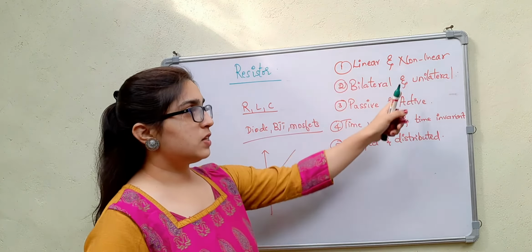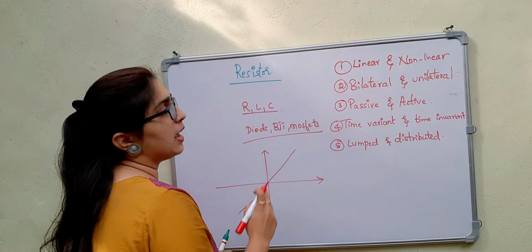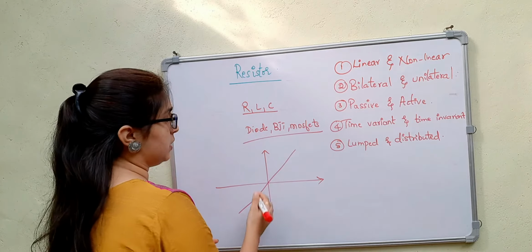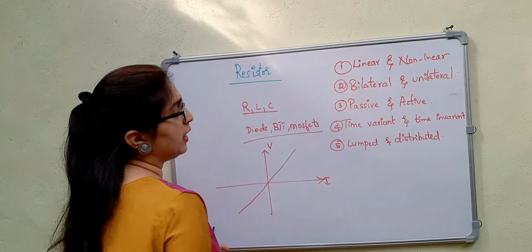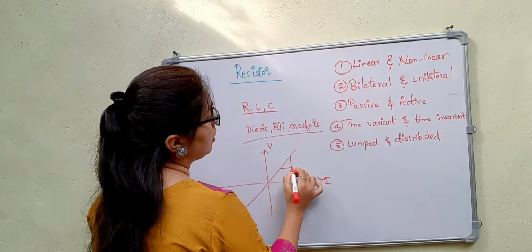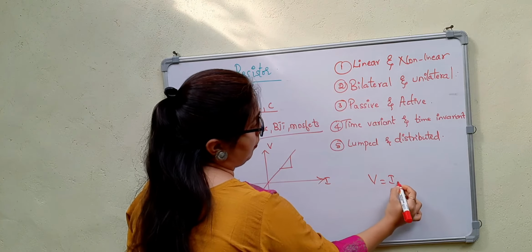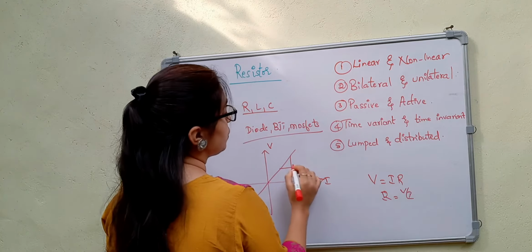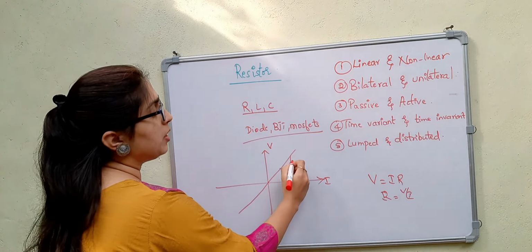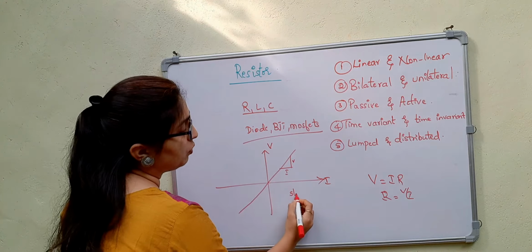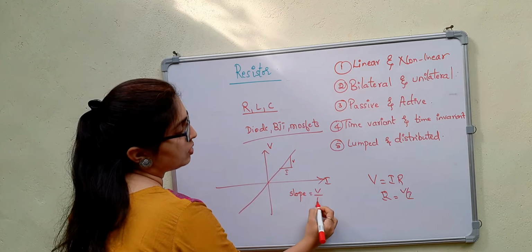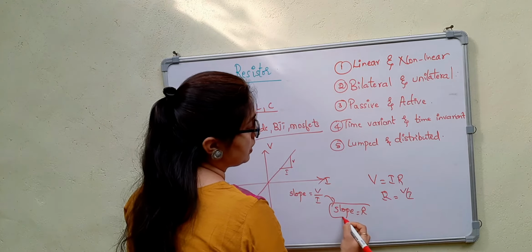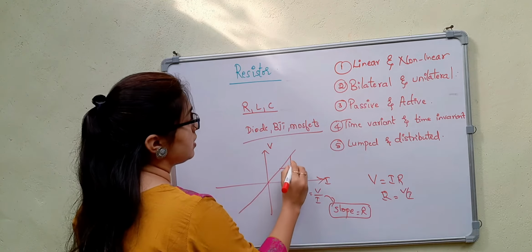Okay, so let us consider the characteristics of R, L and C, that is resistor, inductor and capacitor. So let me take V and I. So here the slope, V is equal to IR. So what will be R? It will be equal to V by I. So what is the slope here? The slope here is nothing but V by I. So here the slope is equal to resistance. So I can consider this as R.